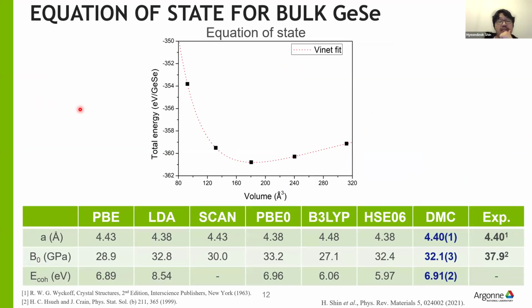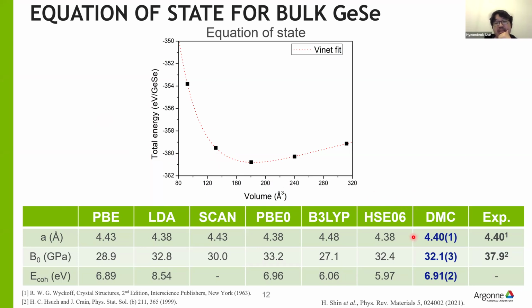So we did this procedure for different lattice parameters, and here is the equation of state, which shows the DMC total energies as a function of the volumes of the cells. And this table summarizes the results for the equilibrium lattice parameters, the bulk modulus, and the cohesive energies for the bulk system from DFT and DMC.